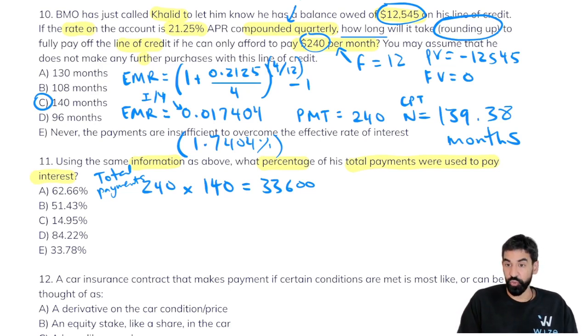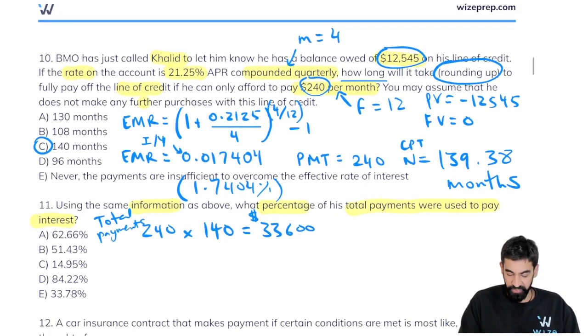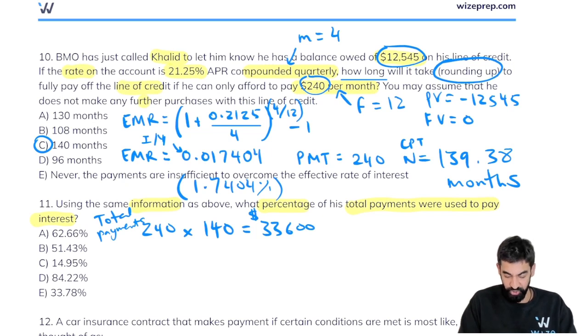That's how much he's paying in total. If you add up all of the payments, $240 each month for 140 months, that means he's going to pay 33,600 total. And out of that, how much was the principal? The principal was just the amount that he owed, 12,545. So if I take this number and minus out the 12,545, the difference must be interest. This is like his principal, what he owes. And so the rest is interest.